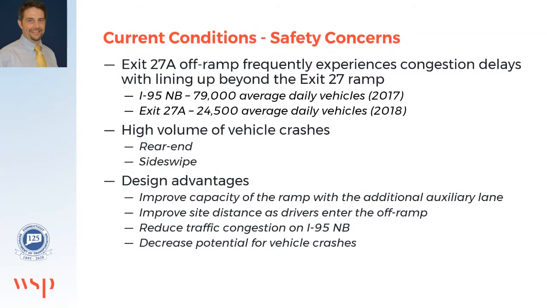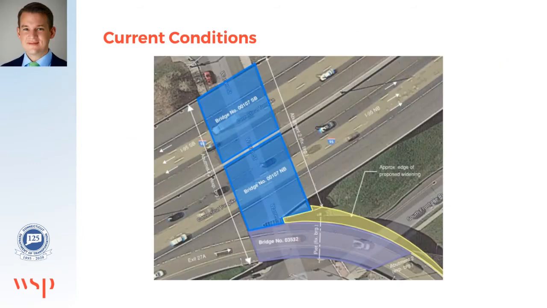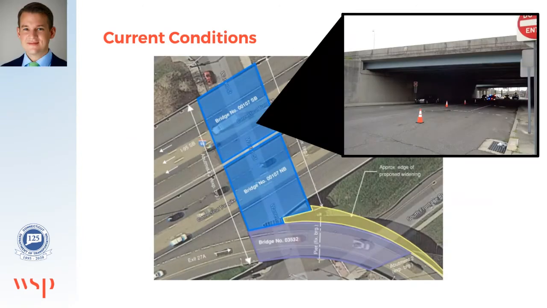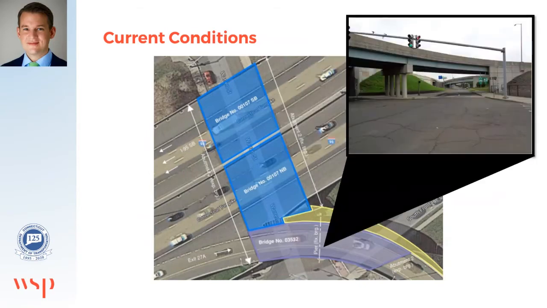Thanks, Tom. Looking at the current conditions at exit 27A, here shown in blue we have Bridge 107, which carries I-95 north and southbound. We have Bridge 3532 shown in purple, which carries exit 27A, which is I-95 northbound to Route 8 northbound. And then shown in yellow is the widened proposed section that will be built out to accommodate the extra lane that's being added to exit 27A.